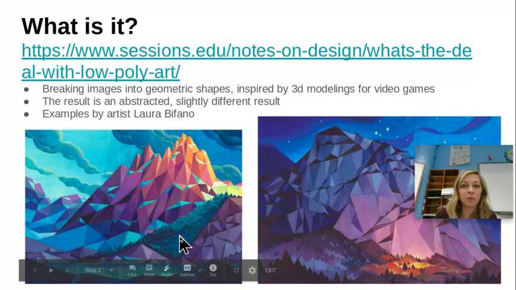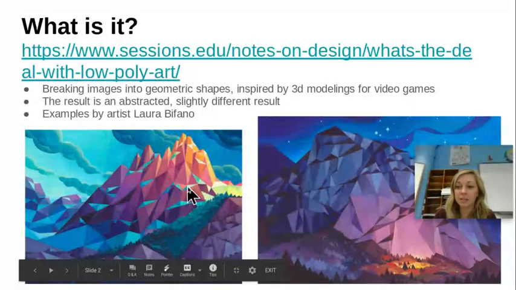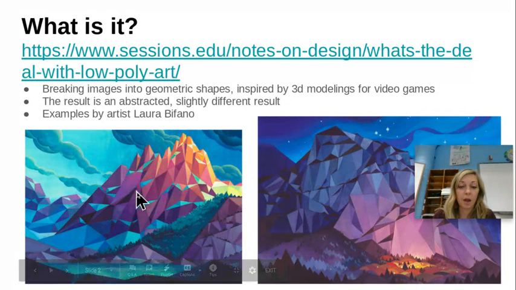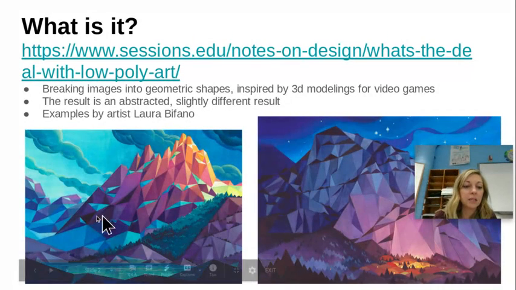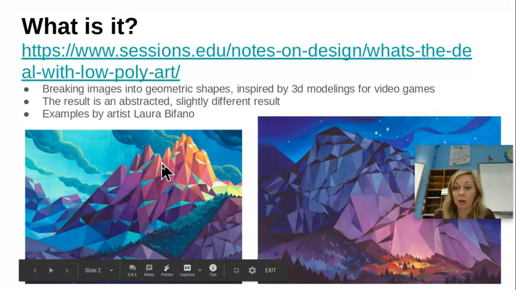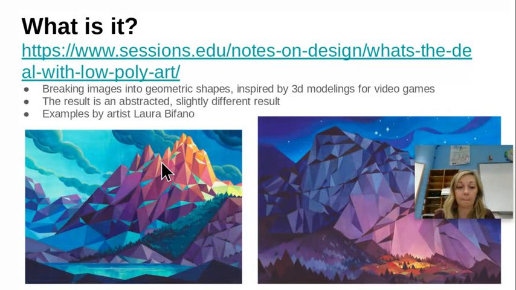So here's some examples by this contemporary artist that I found that I really loved, named Laura Befana, where she has taken landscapes and she has broken them into geometric shapes. So again, could be triangles, but also could be any type of geometric shape. And you can see in hers, most of hers are triangles, but if you look closely, not all of them are triangles. And you will see that things do start to take on a more angular look, right? And that's okay. That's what the style is.